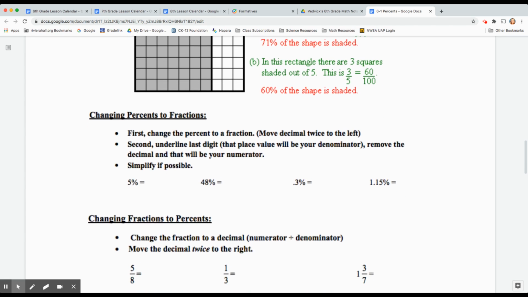So for example, if we were looking at 5% here, what you can do is take that and say, okay, if it's a whole number, it's really easy. 5% means 5 out of 100. Awesome. Now you have 5 out of 100. Well, then you ask yourself, can you simplify this? Yes, I can simplify this. 5 divided by 5 is 1, and 100 divided by 5 is 20.